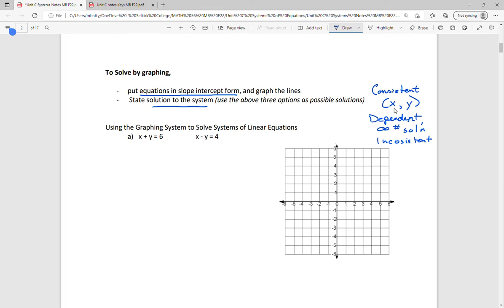Are they actually parallel lines, so there is no solution? And those are really your three options when you consider systems of equations. So let's do these ones, solving by graphing.